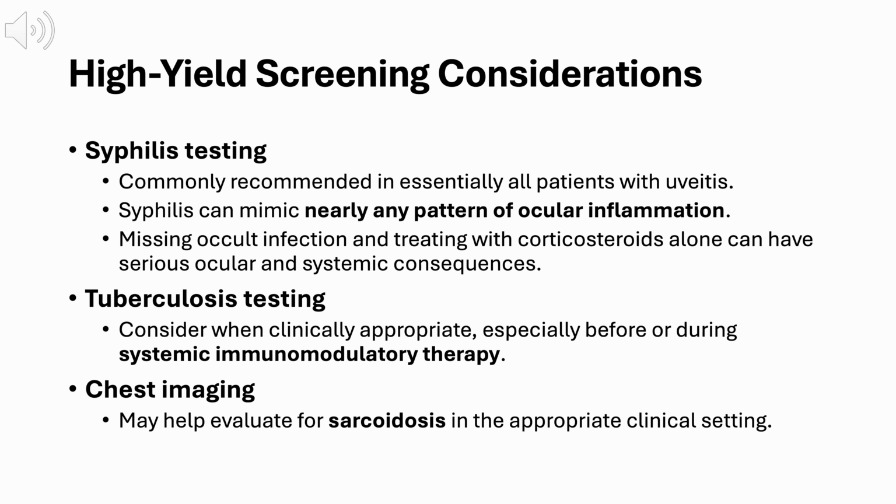Tuberculosis testing should be considered when clinically appropriate, and especially before or during systemic immunomodulatory therapy, since immunosuppressing a patient with latent TB is dangerous. And chest imaging can help evaluate for sarcoidosis in the right setting. So the rule is targeted testing, with syphilis as the notable near exception that's almost always worth checking.